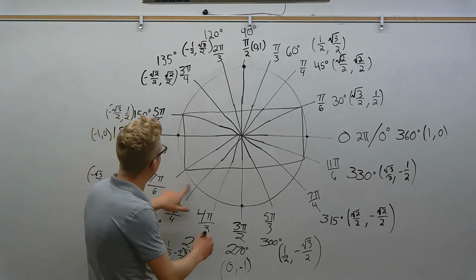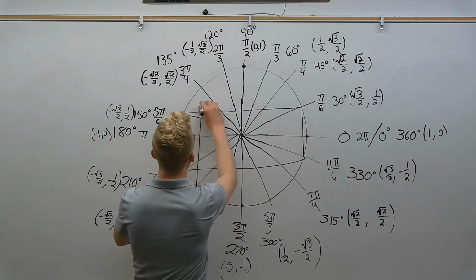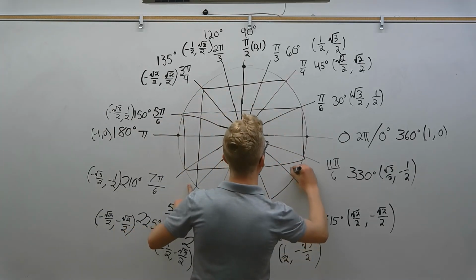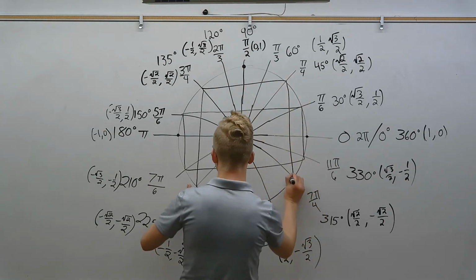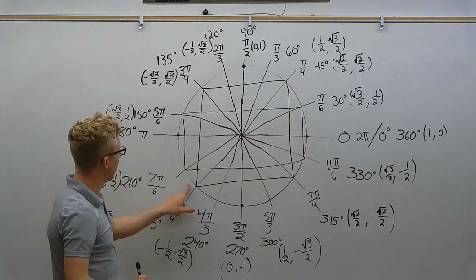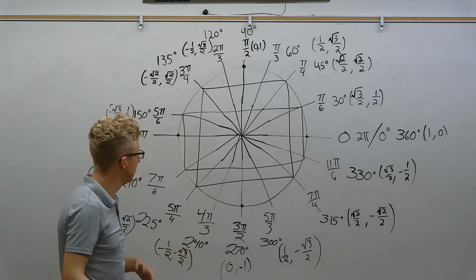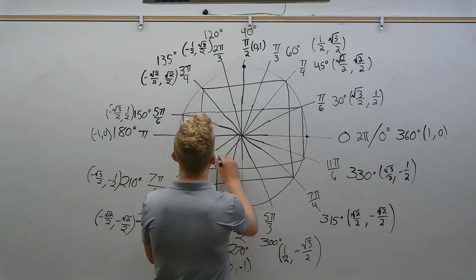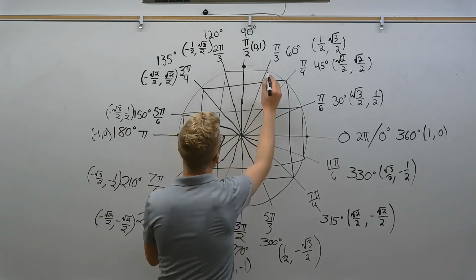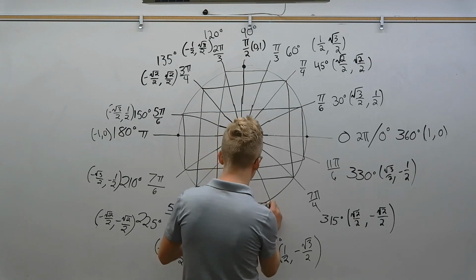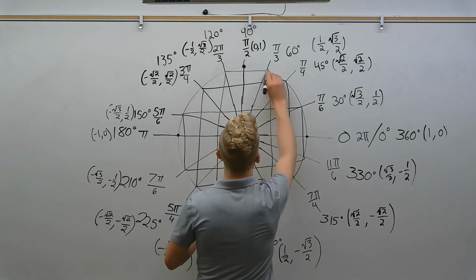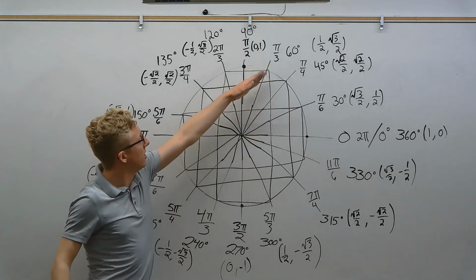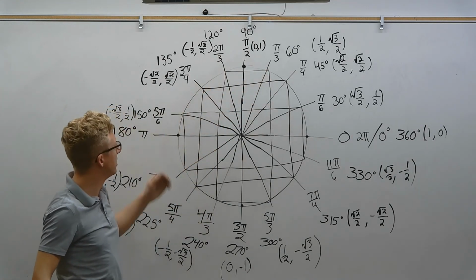Okay, and then we can draw a square connecting these points. Okay? So this square connects all of the pi fourths. And then we can draw another rectangle to connect all of the ones starting from pi thirds and going on.